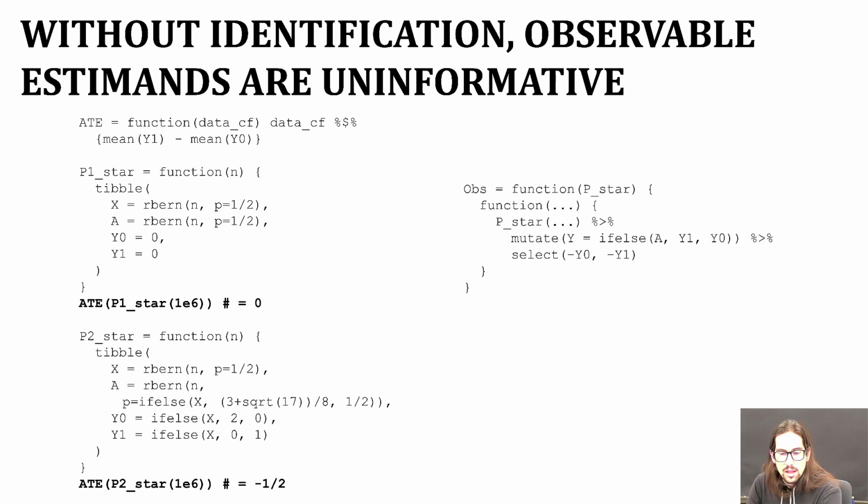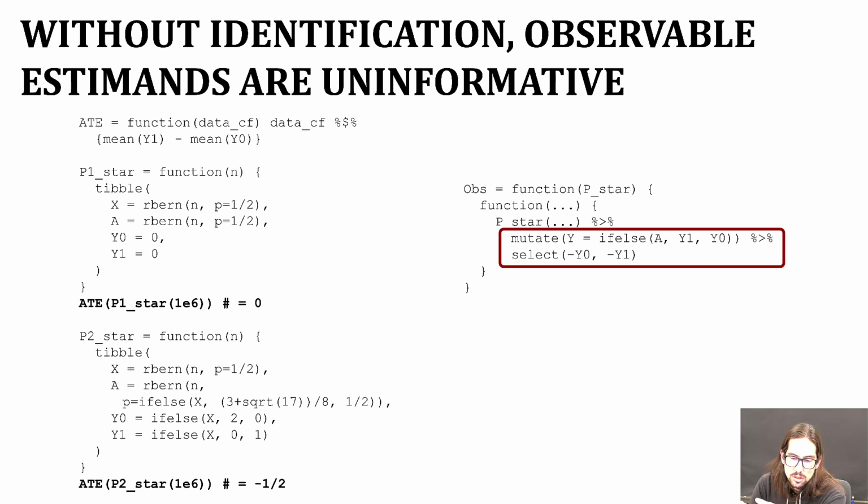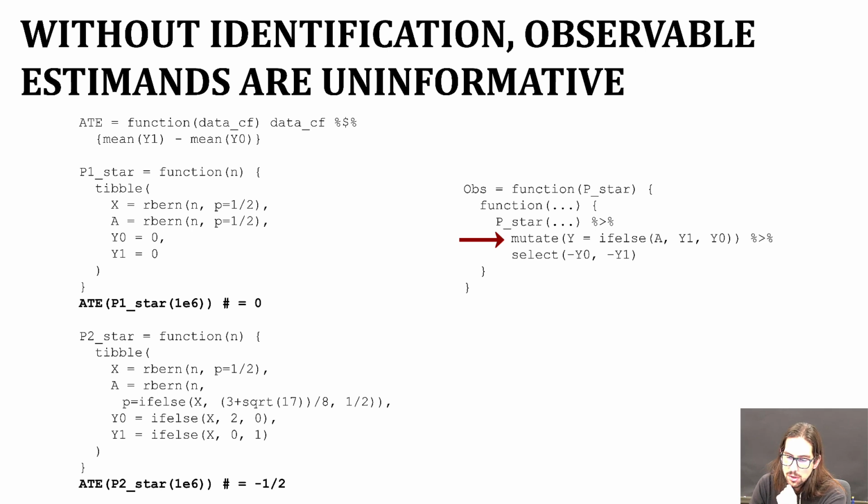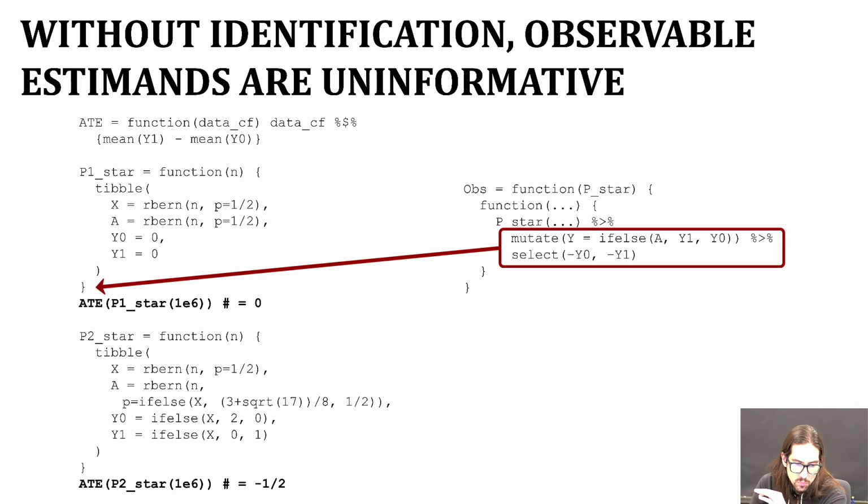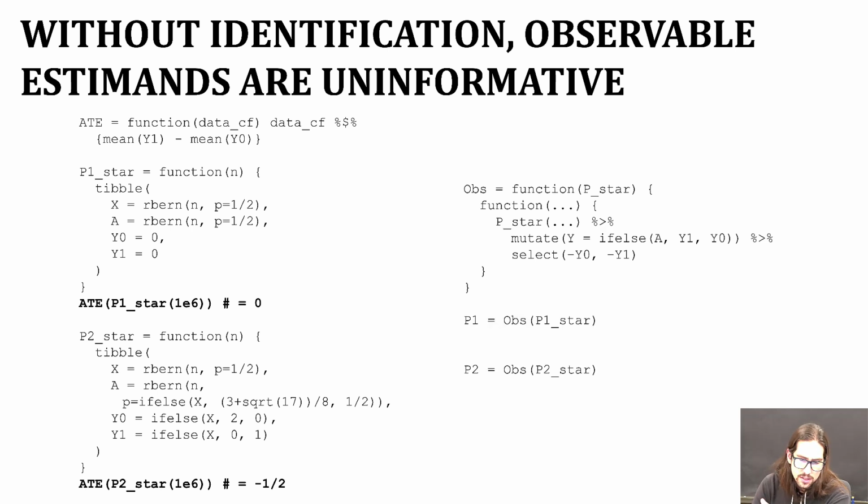And now I'm going to make this observable transformation function, which just takes one of these data generating processes and glues on these lines of code at the end. So we define Y as being Y1 if A is true, and Y0 if A is false, and then we delete Y0 and Y1. Just think of it as gluing these lines of code on here as an extra mutate and select. And then we define P1 and P2 as the observable transformations of P1 star and P2 star.